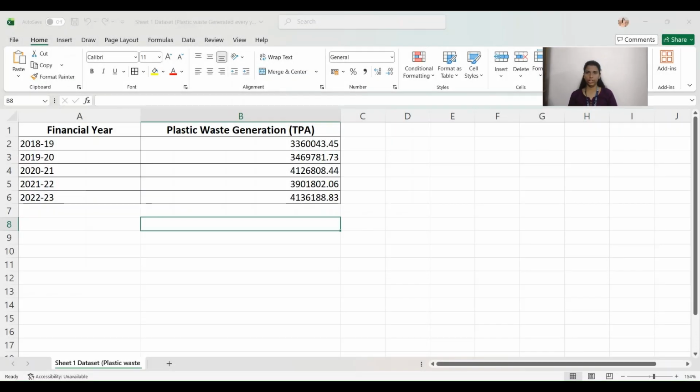This is the first sheet and it contains two columns. First is financial year and second is plastic waste generation in TPA, that is tons per annum. The sheet provides the year-wise plastic waste generation data. The financial year field helps us to track trends over time, and the plastic waste generation in TPA represents how much total annual plastic waste is produced. This sheet helps us to analyze long-term trends and consumption patterns.